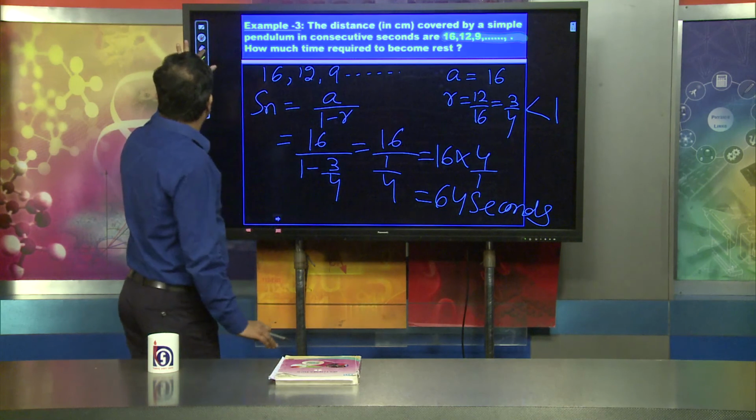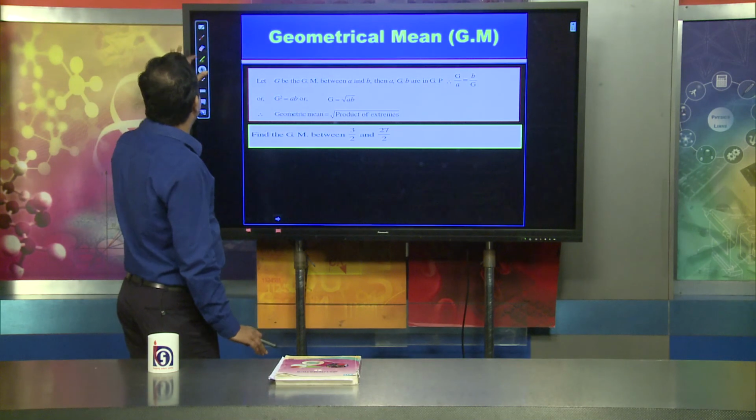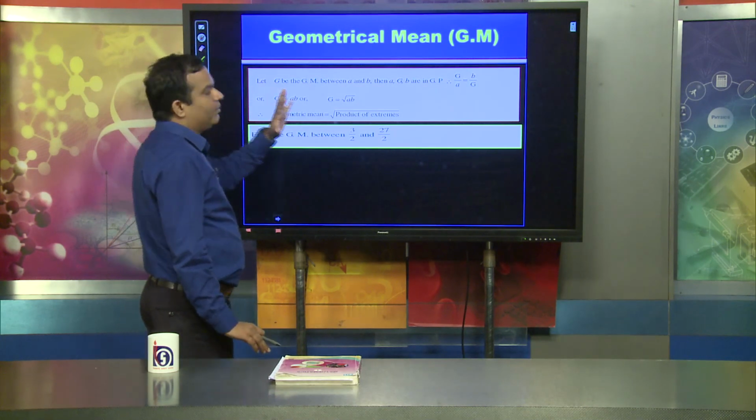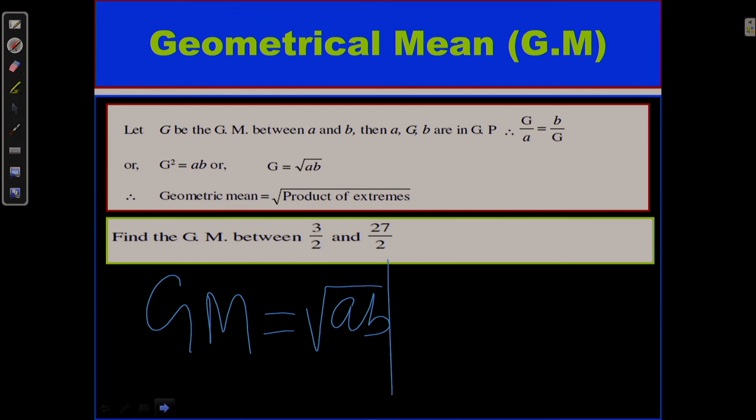Dear learners, when talking about the geometric progression, another very important concept is the geometric mean. When talking about geometric mean, we can write GM equal to square root of AB. This is the formula. If A and B are the two terms, then the geometric mean between the two terms is the square root of AB. For example, suppose the question asks to find the geometric mean of 3 by 2 and 27 by 2.